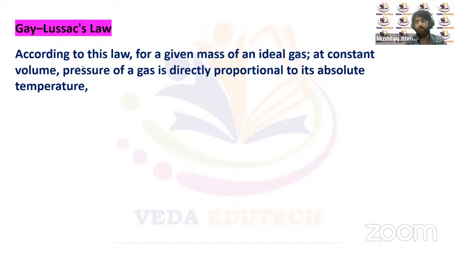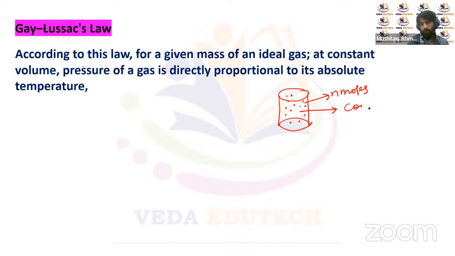if the volume of a given mass of ideal gas is constant, the pressure of the gas is directly proportional to the temperature. It means that if the volume is kept constant for a gas which is kept in a container, let's suppose it's this container, and in this container we have some moles of gas, n moles of gas are there, and the volume of this container is constant.